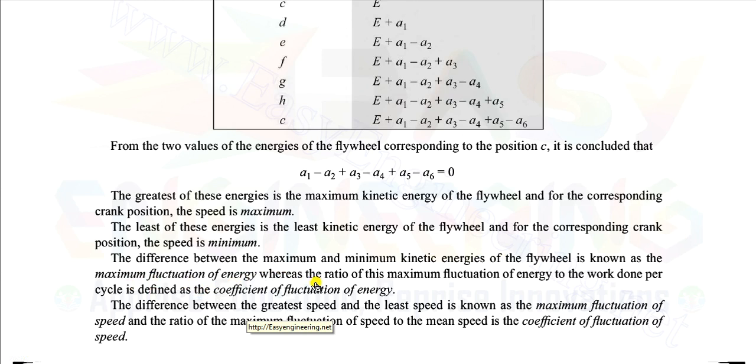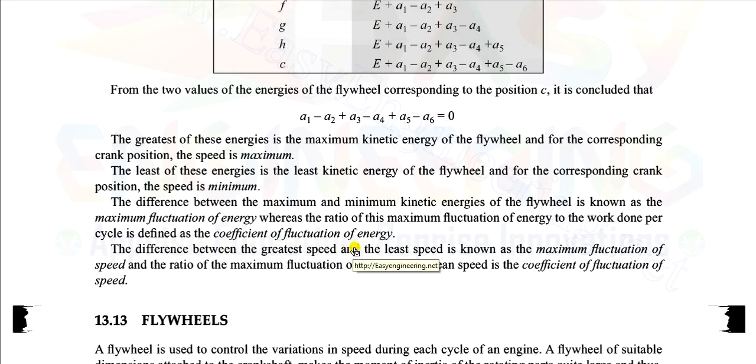The difference between the maximum and minimum kinetic energy of the flywheel is known as the maximum fluctuation of energy, whereas the ratio of this maximum fluctuation of energy to the work done per cycle is defined as the coefficient of fluctuation of energy. So the coefficient of fluctuation of energy is the maximum fluctuation of energy, meaning maximum kinetic energy minus minimum kinetic energy, divided by the work done per cycle.